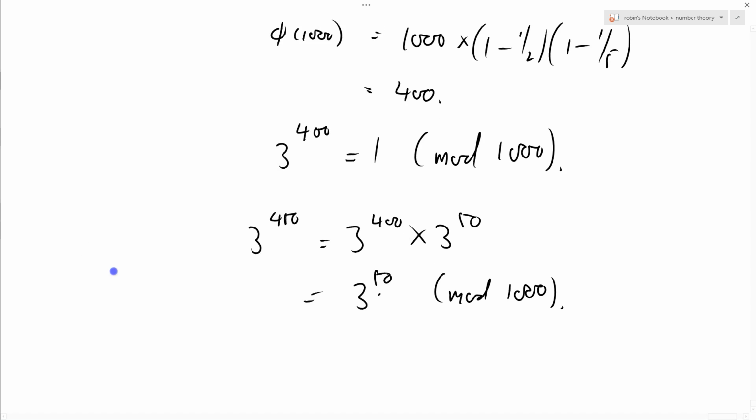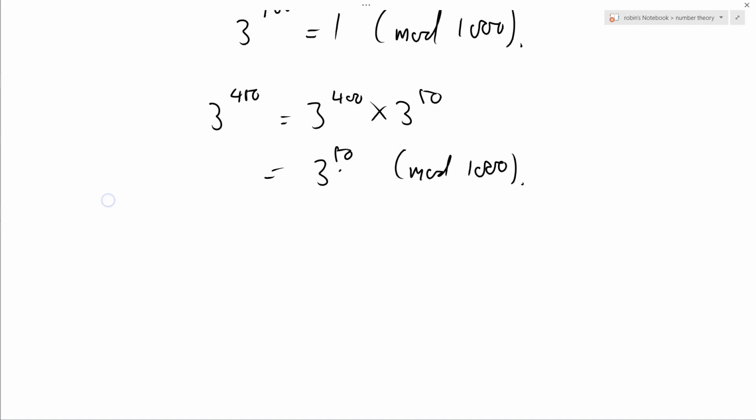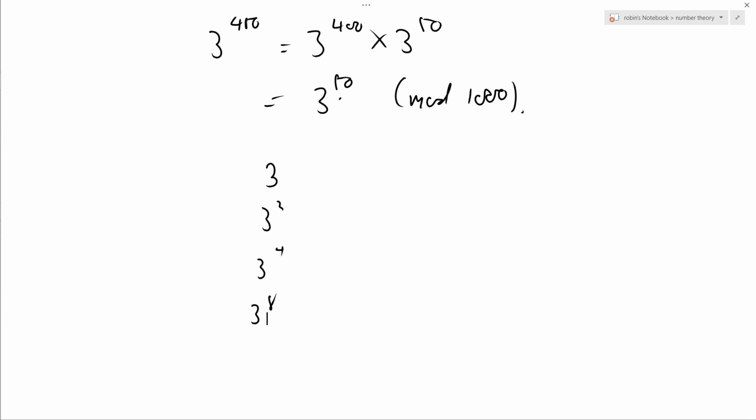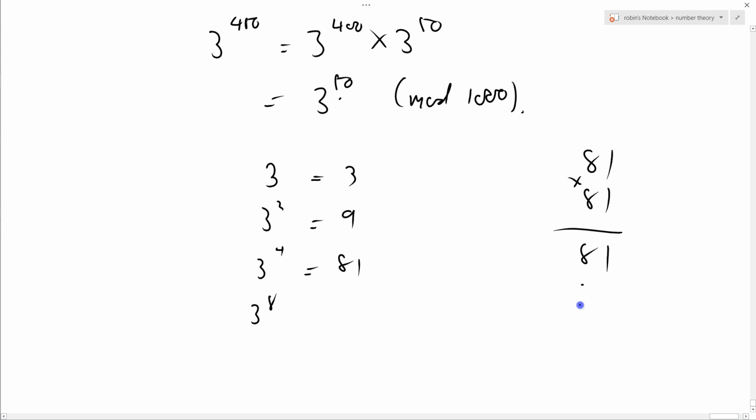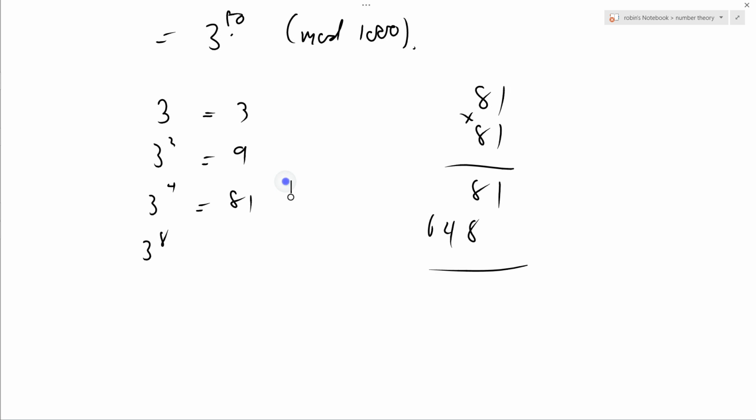It's as well to do this by hand in the screencast, so I'm just going to do it. I'm going to have 3 and square it: 3 squared, 3 to the power 4, 3 to the power 8 and so forth, and when I get up to 32 we'll combine them together. So 3, 9, 81. What's 81 squared modulo 1000? That's 8 and 64, so modulo 1000 we've got 561.